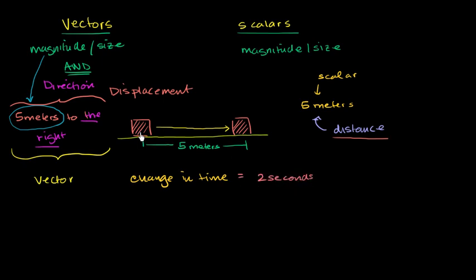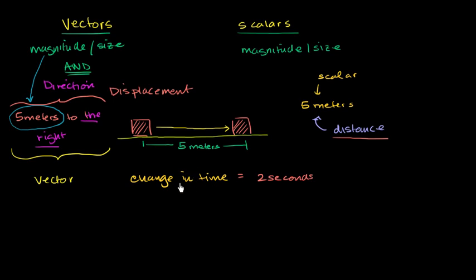So maybe right when the block started moving, my stopwatch said 0, and when it got to this position, my stopwatch said 2 seconds. So the change in time, or the duration we're dealing with, is 2 seconds. And for all we know, time only goes in the positive direction, so you could pick that as a vector or a scalar quantity, I guess, because there's only one direction for time, at least in what we're going to deal with for the simple physics.